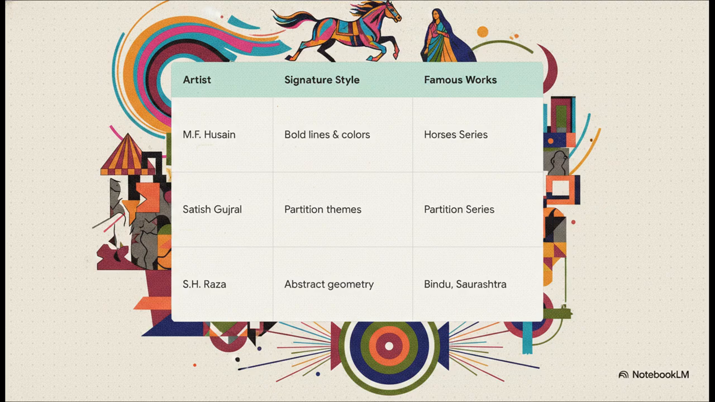Then you have Satish Gujral, bringing incredibly expressive themes of the partition and human suffering to the forefront, even translating that into the architecture of the Belgian embassy building. And finally, S.H. Raza, who used abstract geometric forms and Indian philosophy symbolism in masterpieces like Bindu and Sarastra. So you have Hussain's energy, Gujral's emotion, and Raza's spirituality, all defining India's new global footprint.